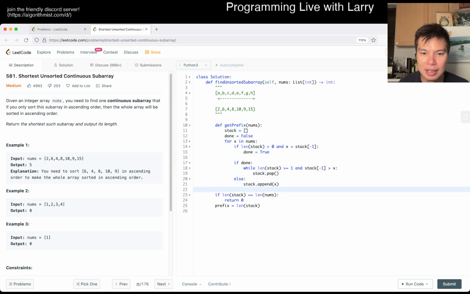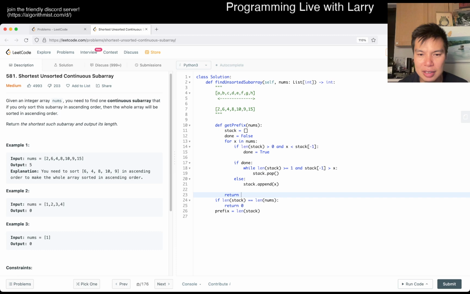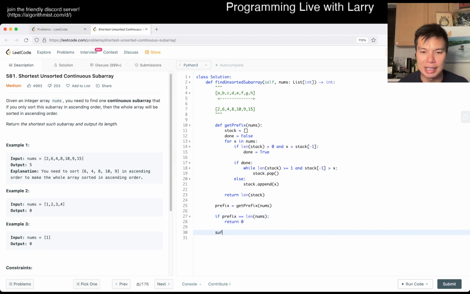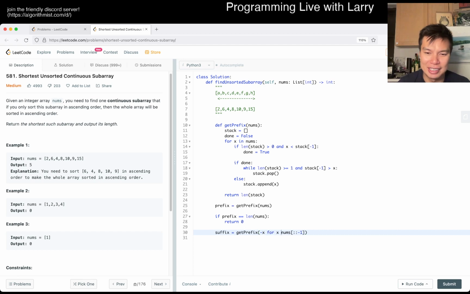And then here we can return length of stack, and then prefix now is equal to get prefix of nums, right? If prefix is equal to the length of nums, then we return 0. Otherwise, we have to get suffix is equal to get prefix. And then here, the tricky part is converting this. One is to convert it backwards, right? So we have to do something like that. But of course, now we want the greater numbers in the end. So we have to do some funky thing like that.